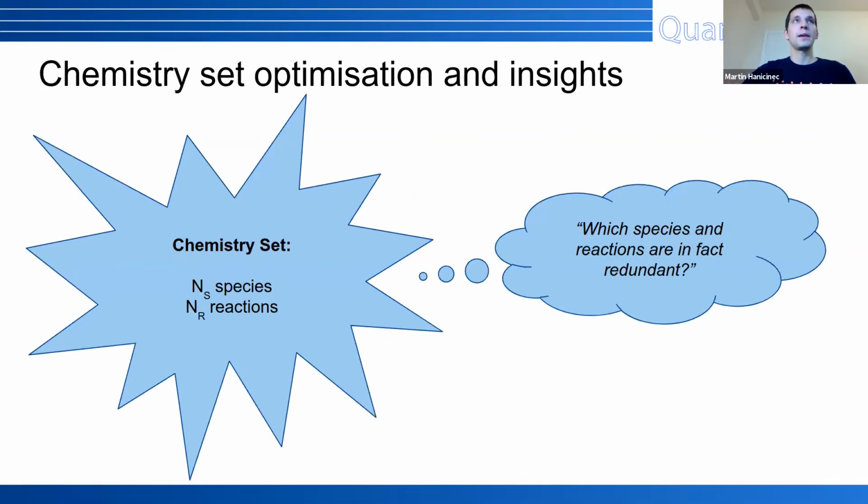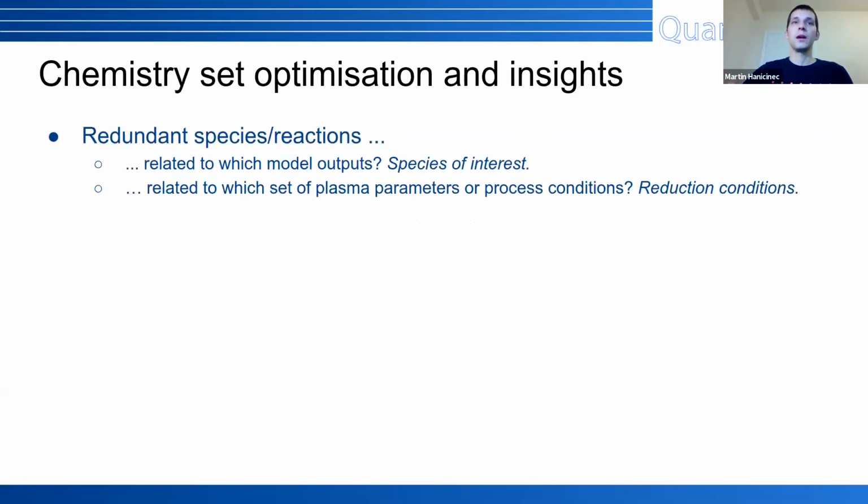So if we start with a chemistry set which is sufficiently detailed for our modeling application, we can ask which species and reactions are in fact redundant. But this question does not have an absolute answer, because when we are talking about redundant species, we need to relate their redundancy to a specific set of conditions and a specific set of model outputs we are actually interested in. So in this work, we define notions of species of interest and reduction conditions. This means that the reduced chemistry set we are trying to build needs to replicate the densities of all the species of interest under the reduction conditions. That's all there is to it. And importantly, both species of interest and reduction conditions are ultimately user defined.